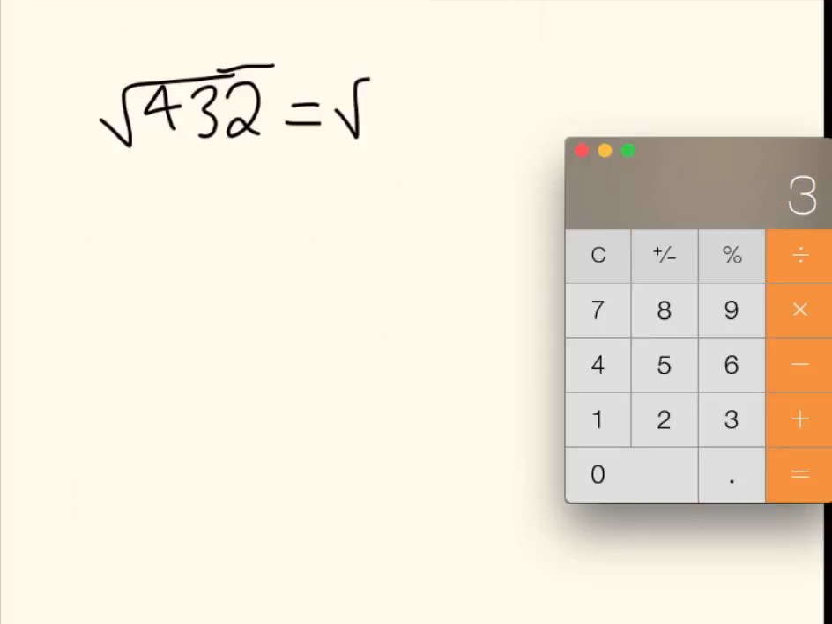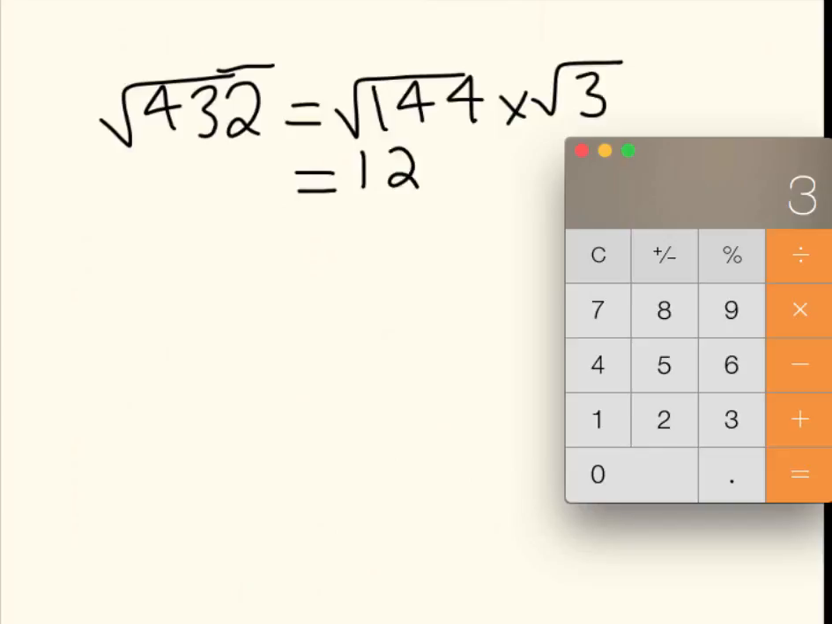So I could have written that down straight away as 144 times square root 3, and square root of 144 gives 12 times square root 3. So we should get 12 root 3. You need to make sure that it's in that final simplest form down the bottom.